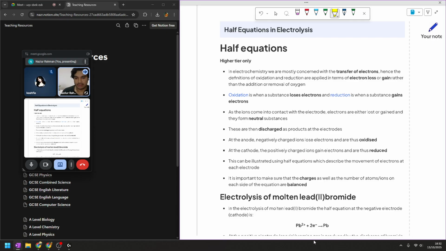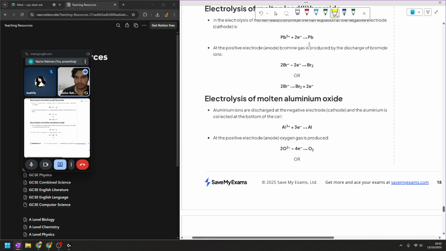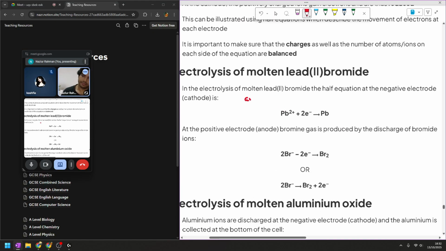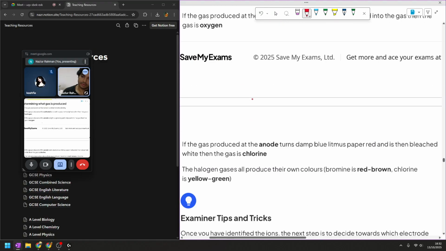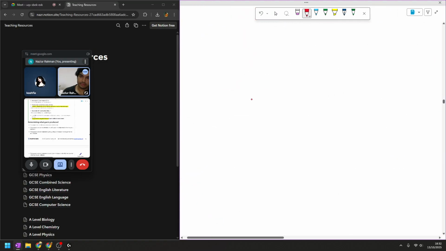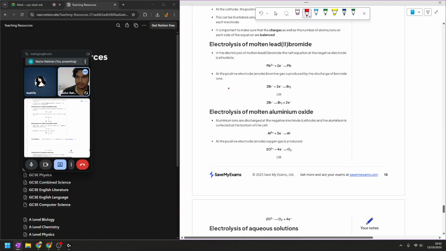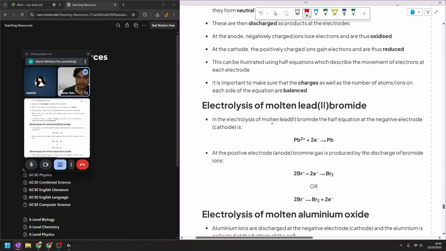We also have to understand half equations. We've done half equations so far. In the electrolysis of lead bromide, the half equation at the negative electrode, the cathode, is this. The cathode is negative, which means it has lots of electrons, so it'll donate electrons. When the lead ions go to the cathode, they will gain electrons to make lead metal.